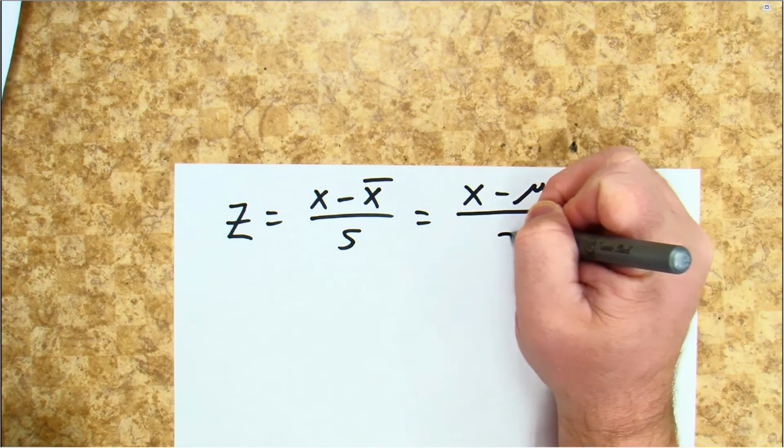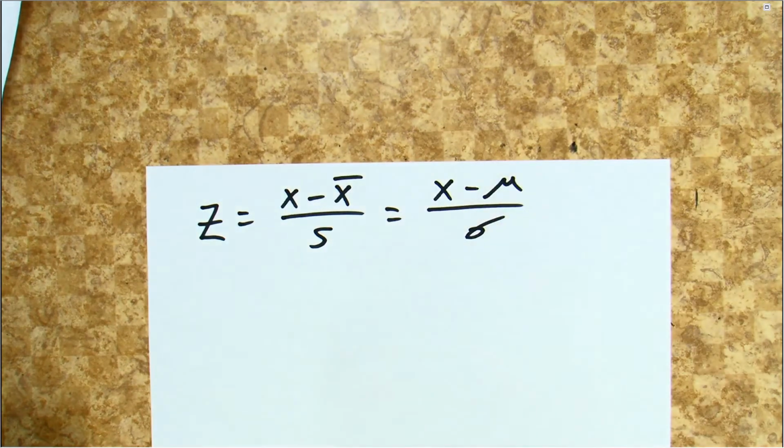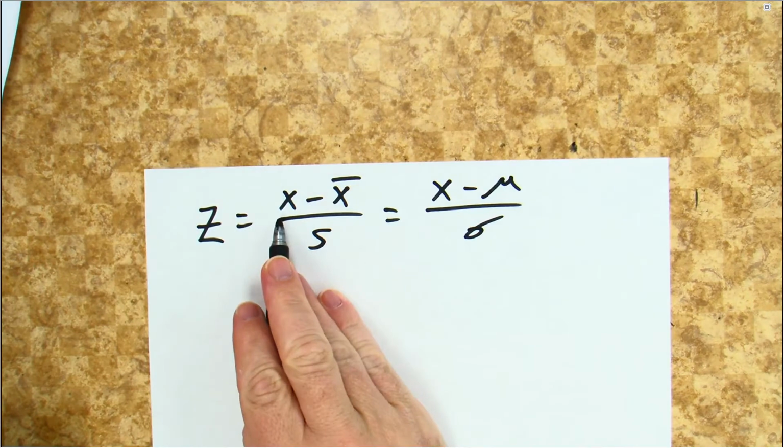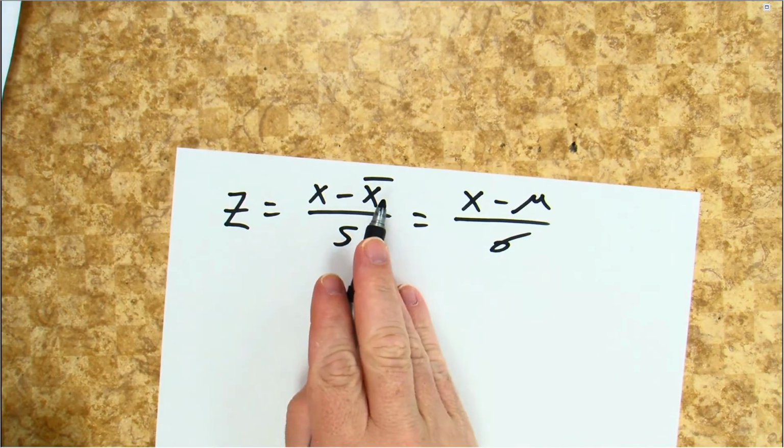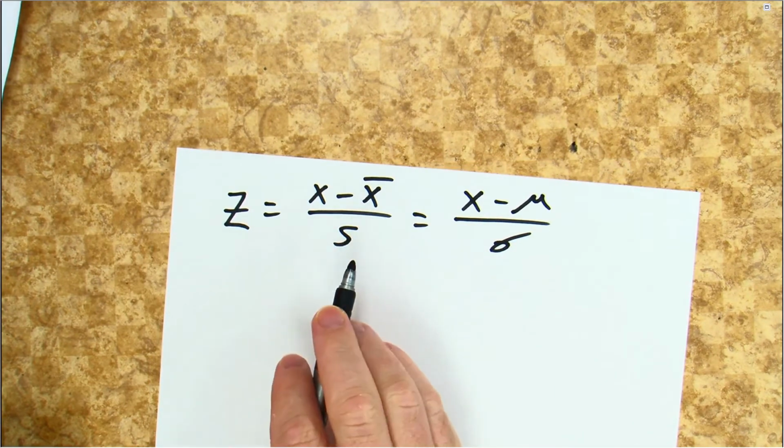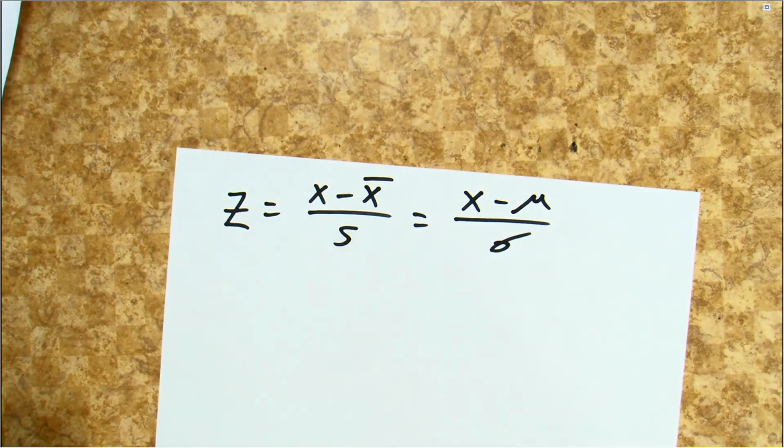I'm just writing out this information here. The data point minus the average divided by standard deviation. That is how one calculates a z-score. A z-score tells you whether or not you are better or worse than the mean. Positive meaning you're above average, negative meaning you're below average.